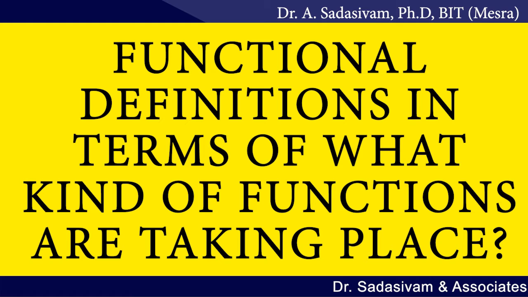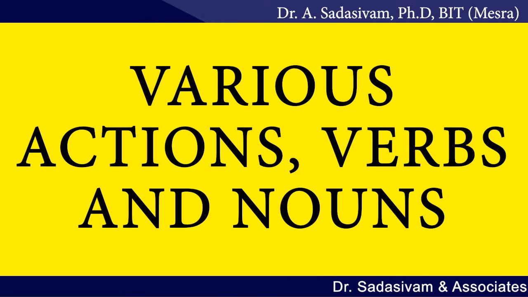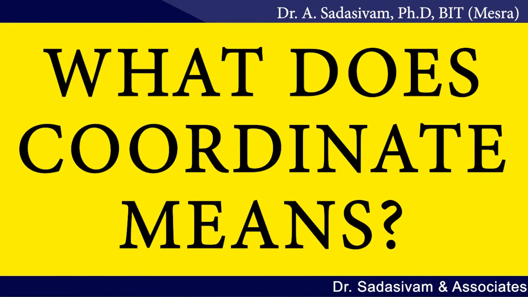Then we will also be talking about functional definitions in terms of what kind of functions are taking place. We will be talking about various action verbs and nouns. Why are these required? Because many a time certain words are very, very confusing. One of the most confusing words in this world, I would say, is, 'Boy, please coordinate.' Well, what does coordinate mean? So we need to define some of these task-related words and fix roles and responsibilities. For example, we will say who will receive, who will deliver, check, calculate, release, test, project, all these words.